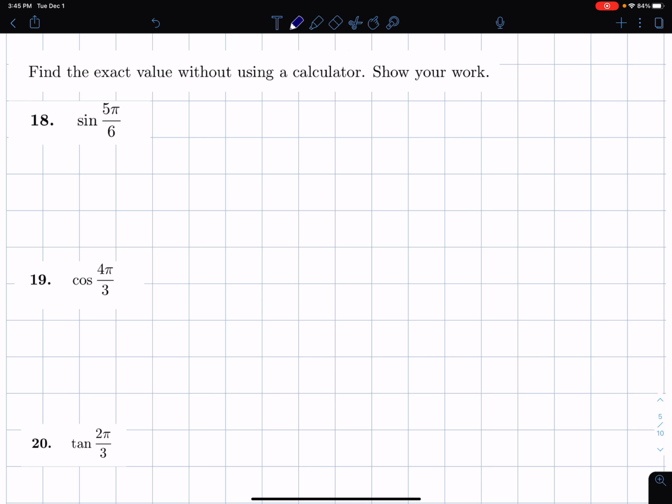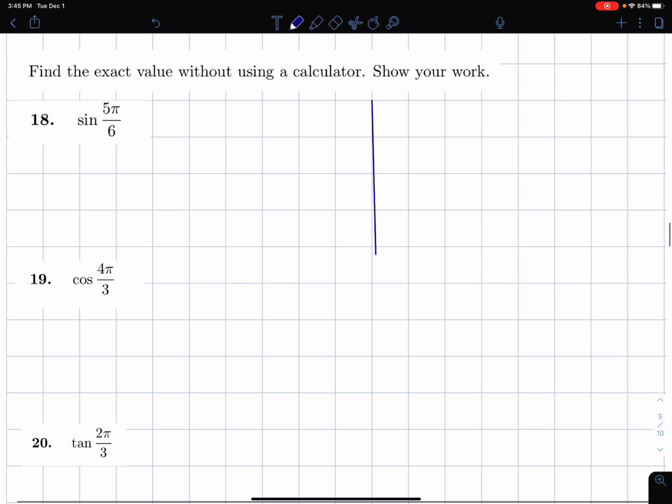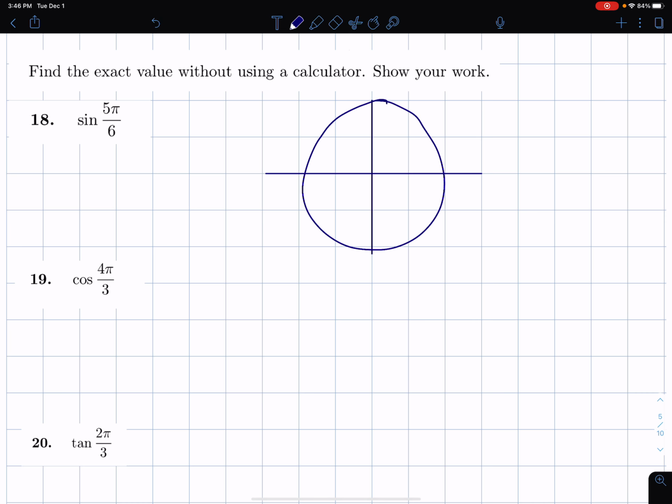Trig function without using a calculator, and we're going to show our work. The way I'm going to do this is I'm going to use reference angles. So I'm going to draw a unit circle, which I suppose I'm going to copy. I'll just repeatedly copy that and paste that. So I should probably draw a good one the first time around if I'm going to keep using it.